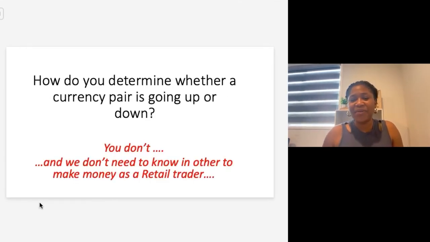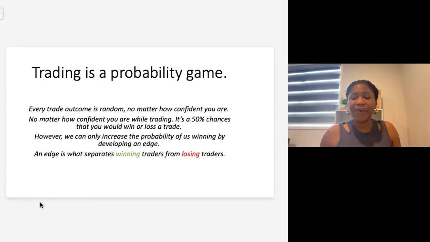How do we determine whether a currency pair is going to go up or down? The thing about it is that we don't know. You don't know if you're going to make money as a trader. I keep telling you, that's the truth. You don't know. Forex trading is a probability game, all right? It's a probability game.